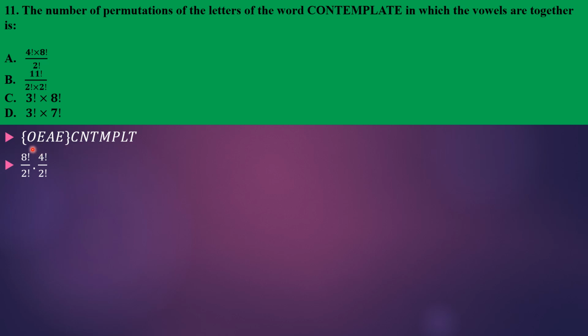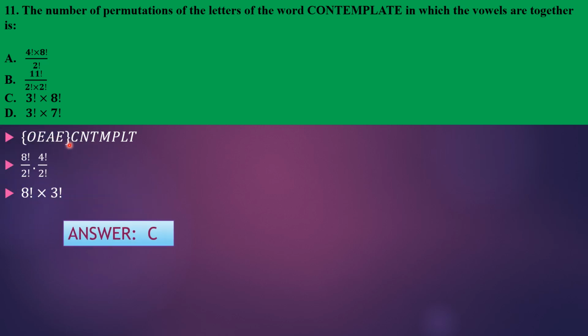E is repeating, so they're repeating twice. So you actually have 4 factorial over 2 factorial. So this 2 factorial times 2 factorial is basically just 4. So this 4 factorial up here, I can actually make it as 4 times 3 factorial. So this 4 down here goes with that 4. So I have 8 factorial multiplied with 3 factorial. So our answer is C.